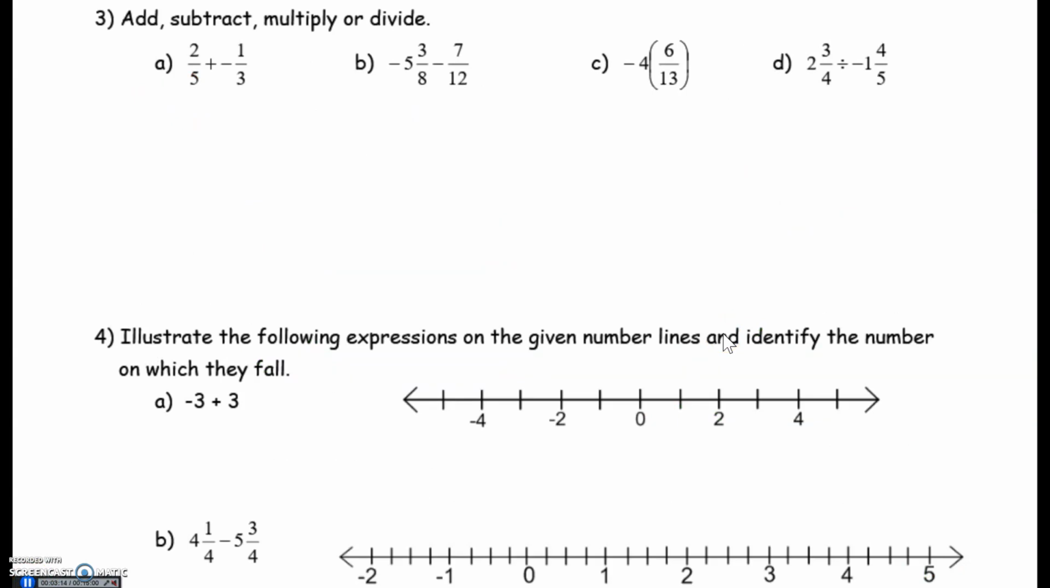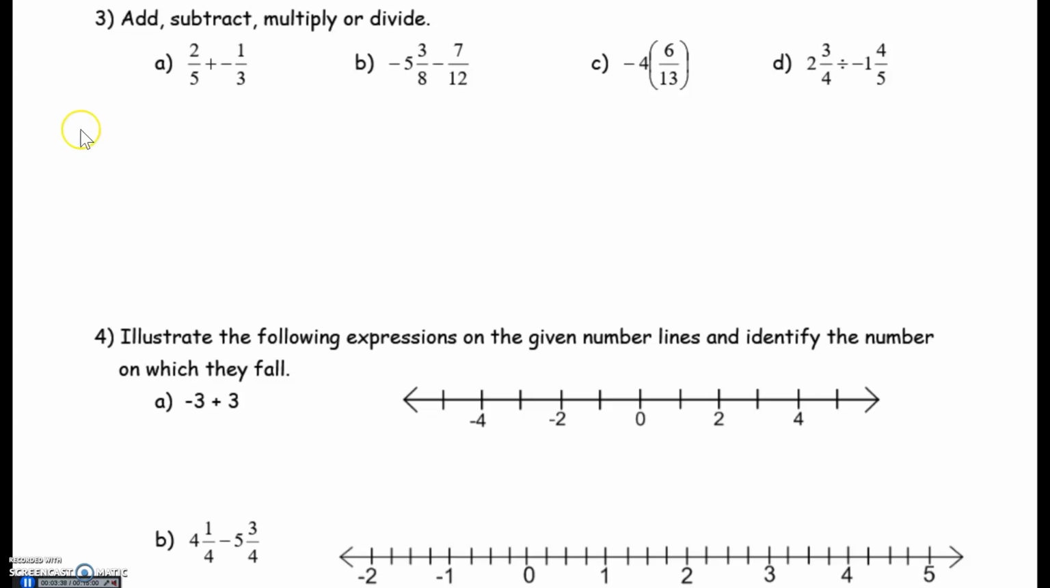Number 3, add, subtract, multiply, divide. So for letter A and B will be our adding, subtracting questions. And basically for these questions, what we're going to be doing is when adding or subtracting fractions with different denominators, we need to first find the LCD, also known as the least common denominator. Once we do that, we're able to convert the fractions to equivalent fractions with those denominators. Alright, so let's take a look.